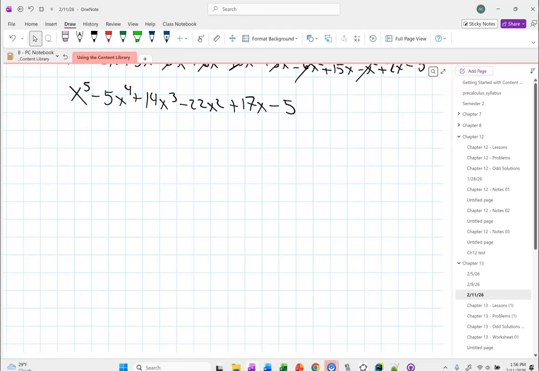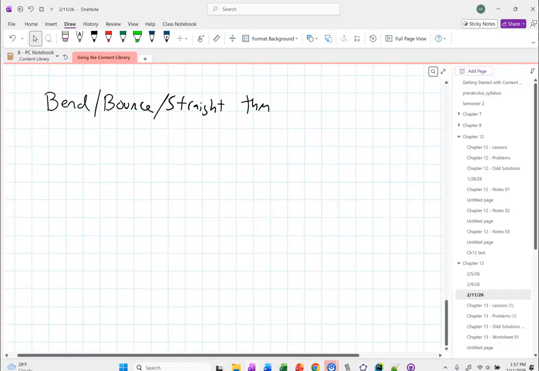The second situation that poses a problem when looking at the graph is multiplicities. That we can help a little bit with. So we have the bend, bounce, straight theorem.